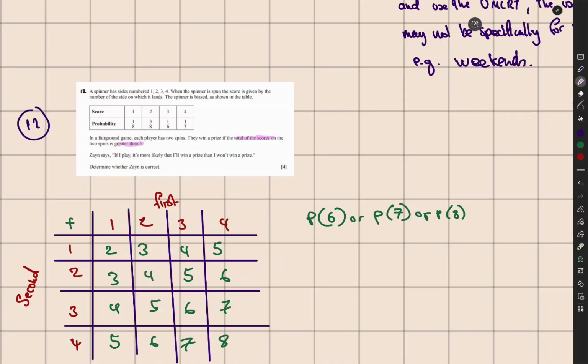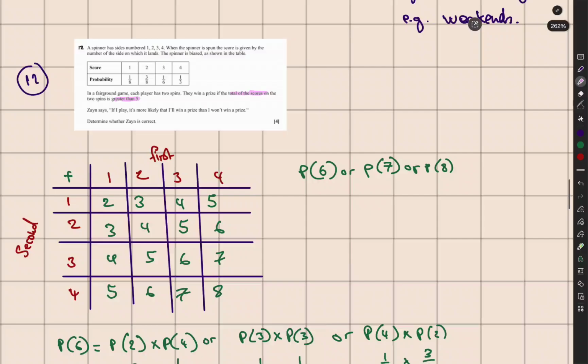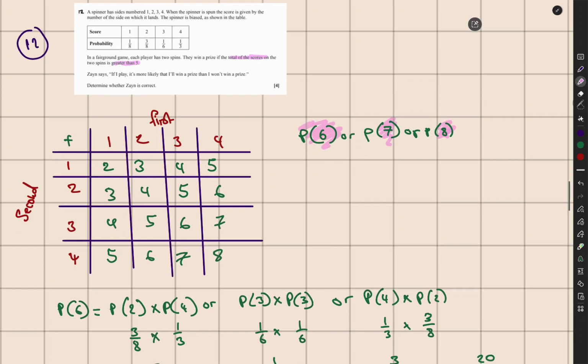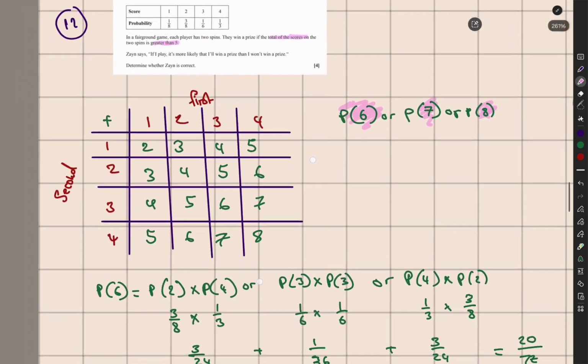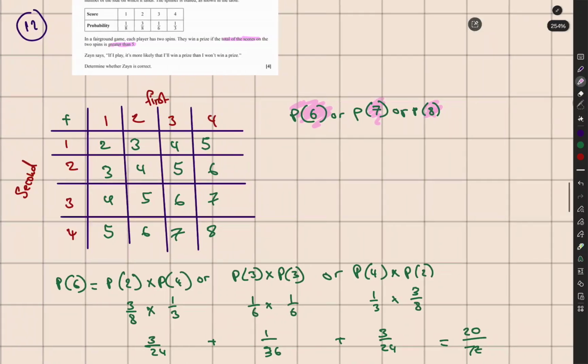So you will need to look at ways that could happen. It could be a win if you get a 6, a 7, or an 8. Then you've got Zion, who says, if I play, it's more likely that I win a prize than I won't win a prize. So he's thinking it's quite fortunate, and his odds are good. Okay, so you want to determine whether he's correct.